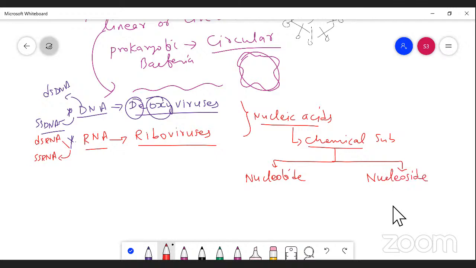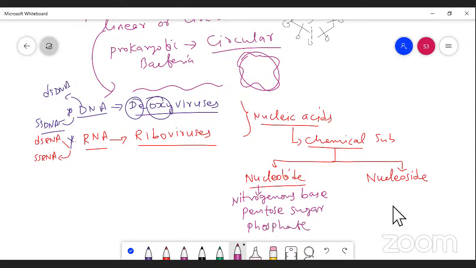What is a nucleoside? What are the chemical compounds present? The first one is the nitrogenous base, then the pentose sugar, and then phosphate. There are three chemical compounds present in nucleotides: the nitrogenous base, the pentose sugar, and the phosphate.